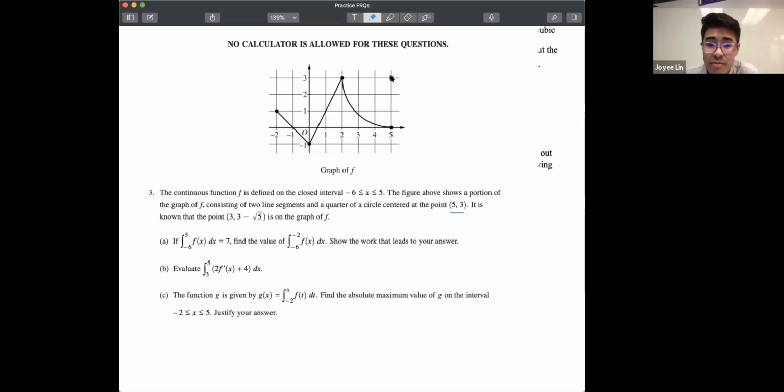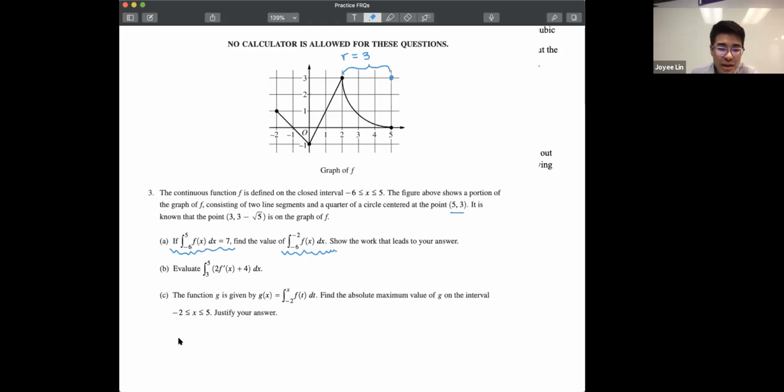So here's the center of my circle. And then here would be the radius, right? If that's the center of the circle, the radius would equal 3. The figure above shows, it is known that the point 3, 3 minus rad 5 is also on the graph of F. So part A says if the area from -6 to 5 is equal to 7, find the value of the integral from -6 to -2. Show the work that leads to your answer.